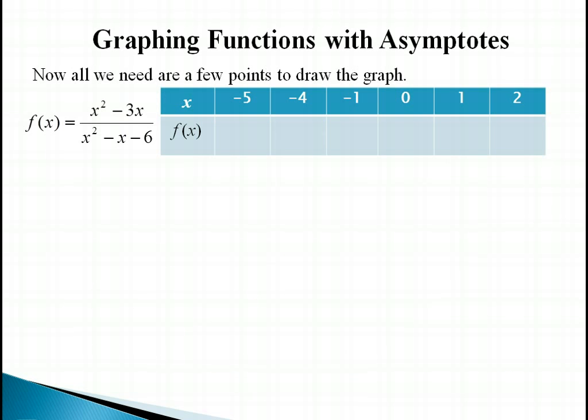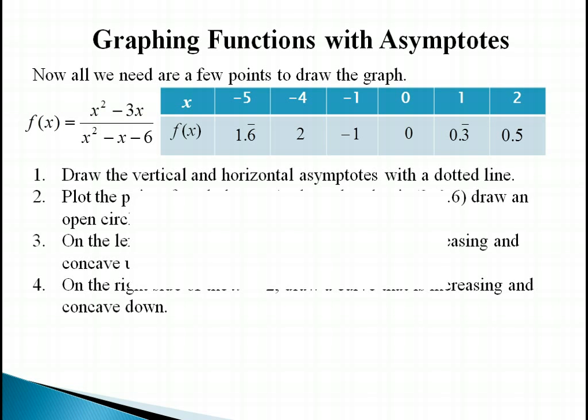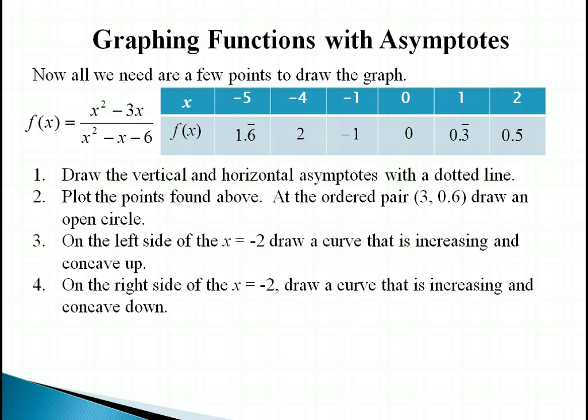Okay, the only other thing we need to do to draw a graph is plot a few points. I chose a few points below our vertical asymptote, or to the left of it rather, and a few points to the right of it. You can plot some other points if you want to. I just chose these. Okay, so now you're going to draw your graph.